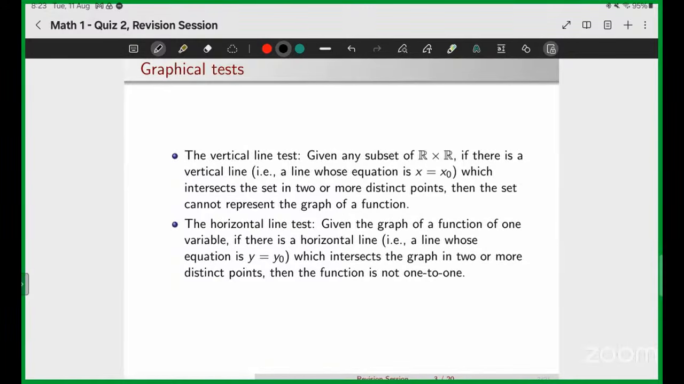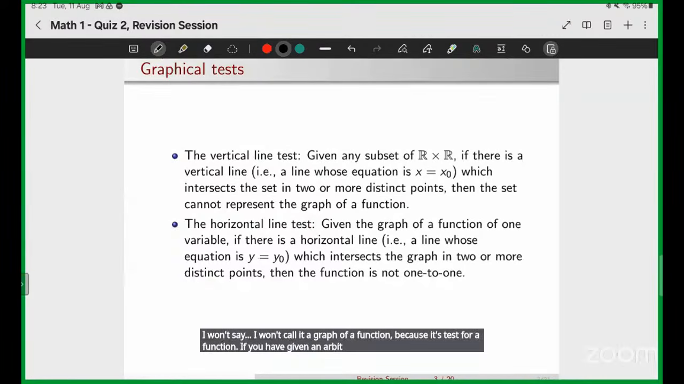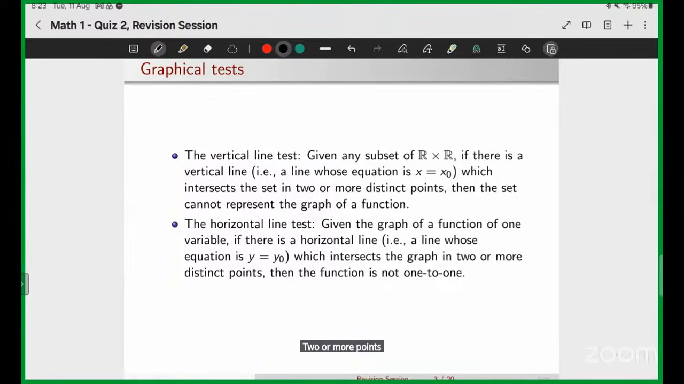As for the vertical line test, even if there is one vertical line which intersects the graph in two or more points, I won't call it a graph of a function, because it's the test for a function. If you are given an arbitrary subset of R cross R, and you plot it on the plane and you find a vertical line which intersects that graph in 2 or more points, then that cannot be a function.